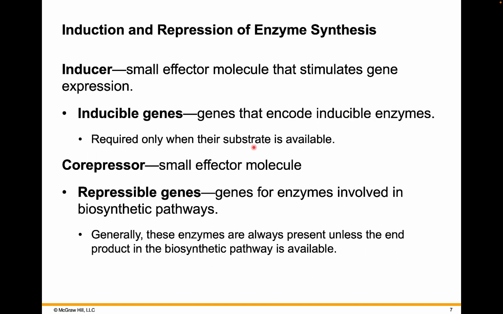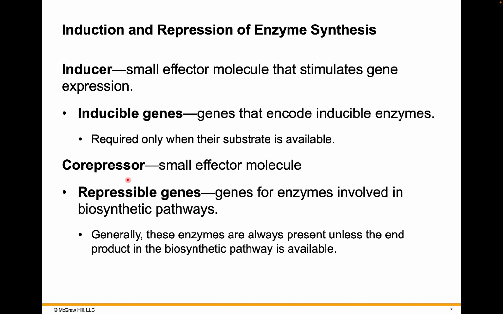The reason is that if the substrate is not available and you turn on this gene, then it is a wastage of energy, and that is not done. So only when the substrate is available is the enzyme produced, and these are inducible genes. On the other hand, there is another type known as repressible genes. These genes are involved in many biosynthetic pathways, and they are usually turned on. But if the product of that biosynthetic pathway is enough, then that product represses or turns off that gene until it is again necessary.